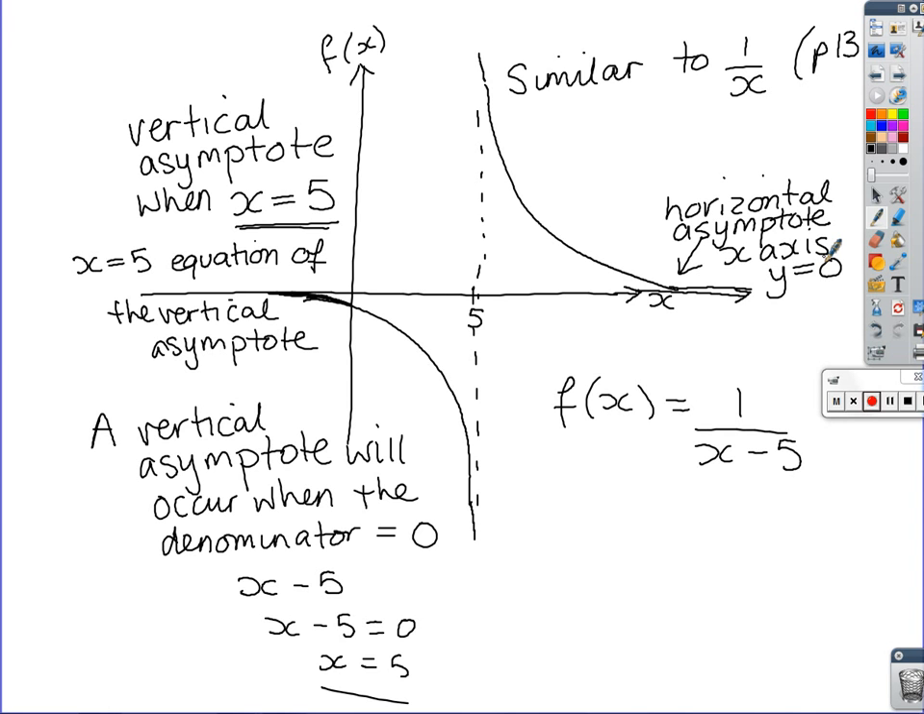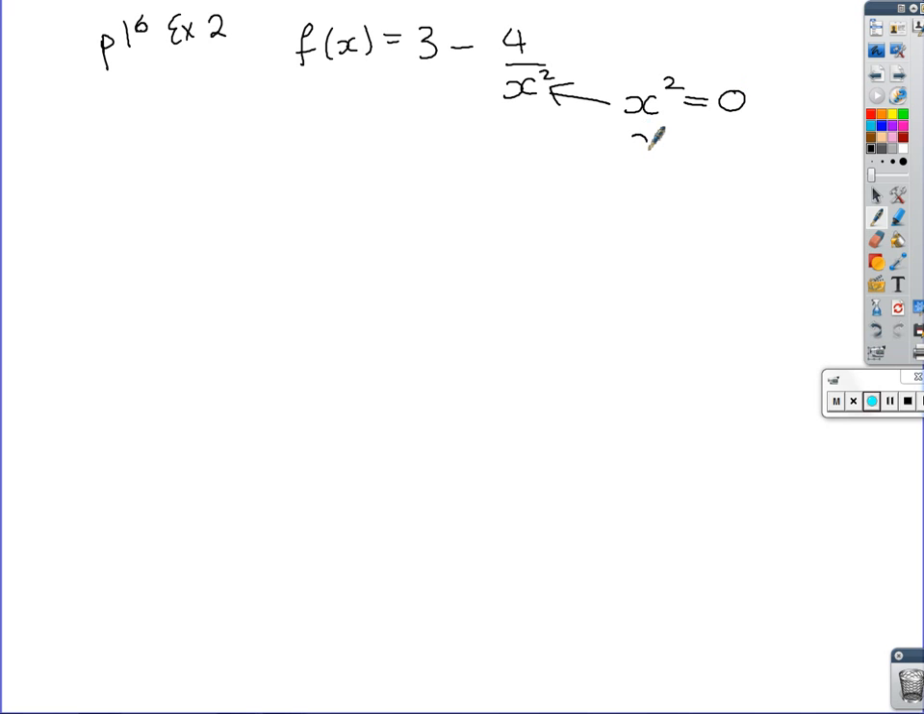We're going to look at example 2 on page 16. The function is f of x equals 3 subtract 4 over x squared. So we have a problem when we divide by 0. So since this is a fraction with x on the denominator, we've got a problem when x squared equals 0. Take the square root of 0, it's still 0. So when x is 0, the function doesn't exist.